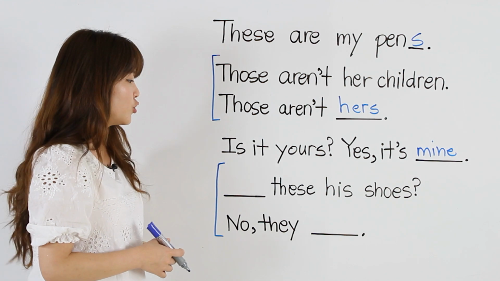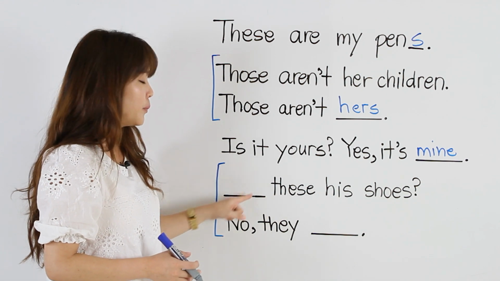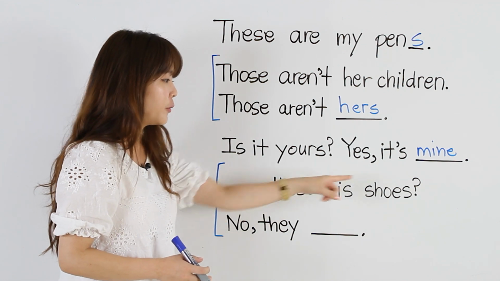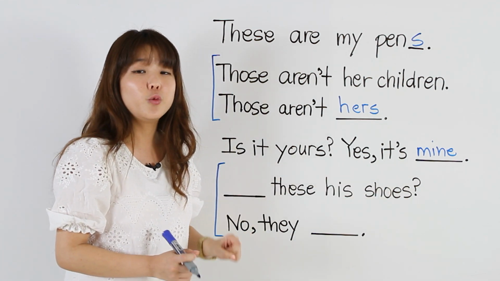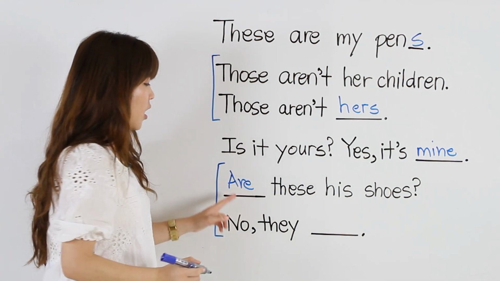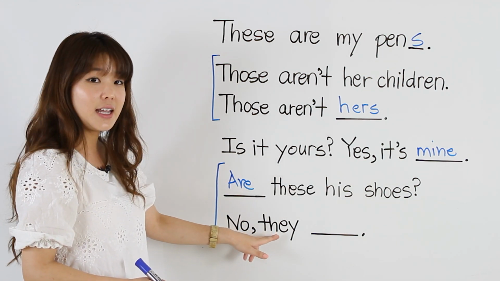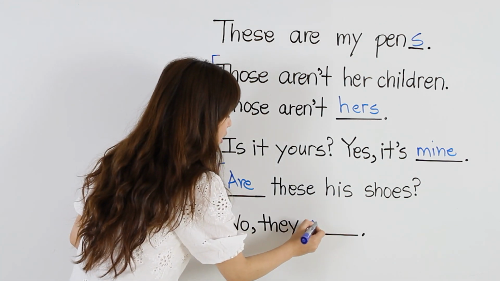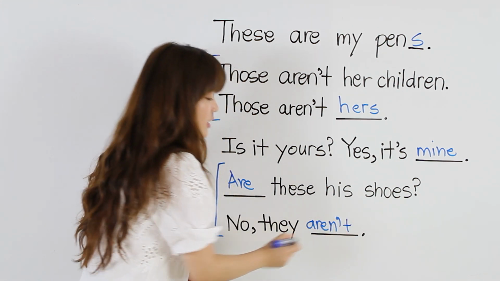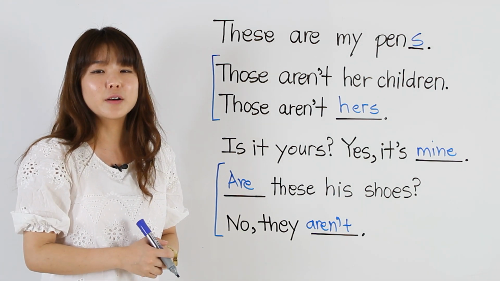Okay. And the last two, these his shoes. We need a be verb here. We have these and we have shoes with an S. So we need the plural be verb. Are. Are these his shoes? Okay. And the answer, no. They, plural, are. We have no. No, they aren't. Okay, are not, aren't. Okay, let's move on to the next part.